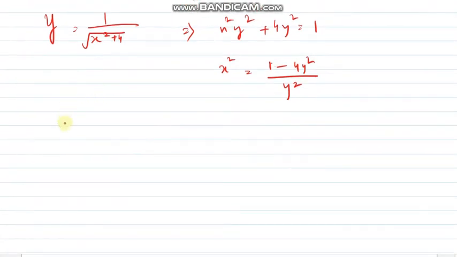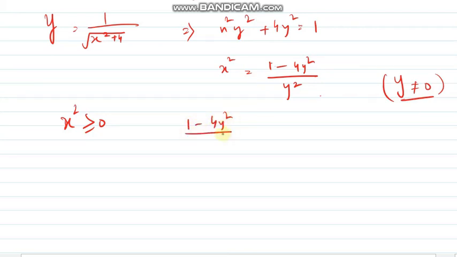We know that x square is always greater than or equal to 0. From here can we write y not equals to 0, first case. Second case, as x square is greater than or equal to 0, so (1 minus 4y square) divided by y square should be greater than or equal to 0. Now if I divide by minus sign, (4y square minus 1) divided by y square is always less than or equal to 0.